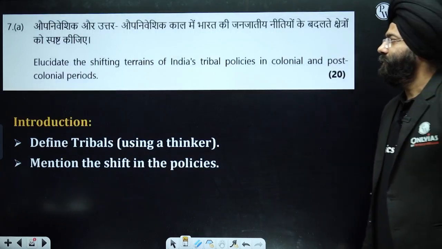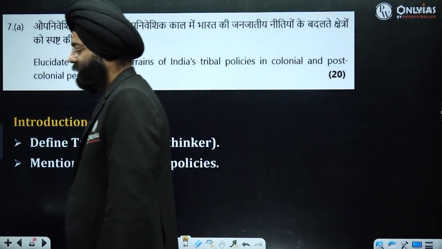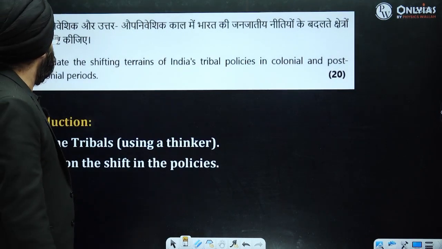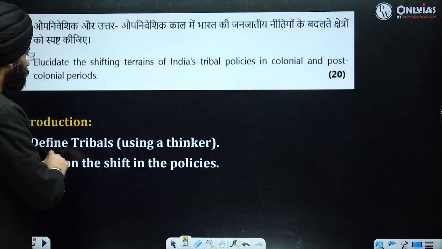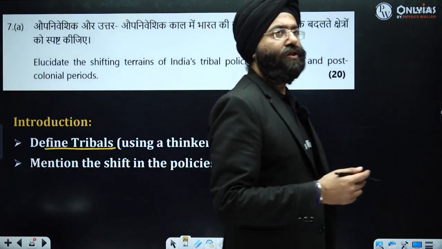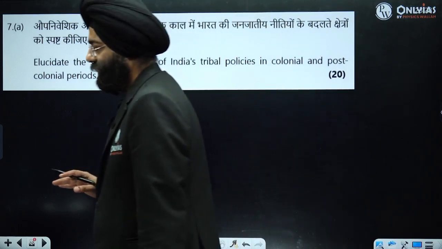Next, describe the shifting terrain of India's policy with respect to the tribals in the colonial and post-colonial periods. See, firstly, define tribes or tribals using a thinker again, whichever you want. Mention the shift. See, let us take it in very brief.